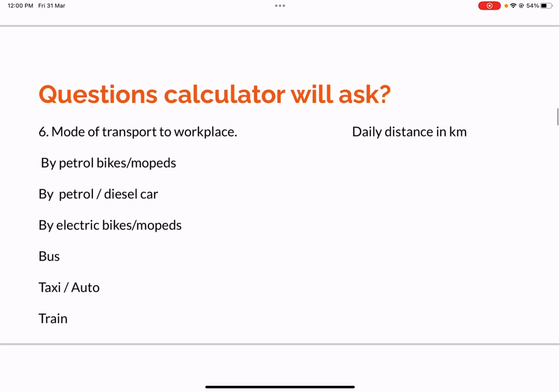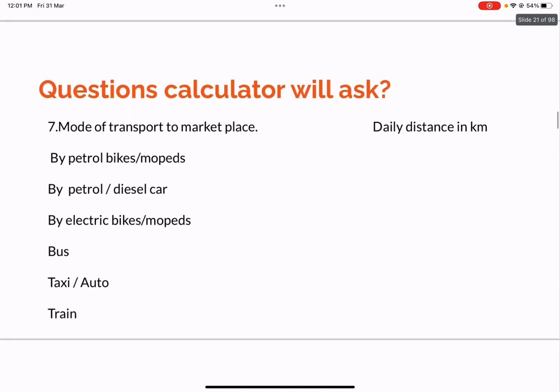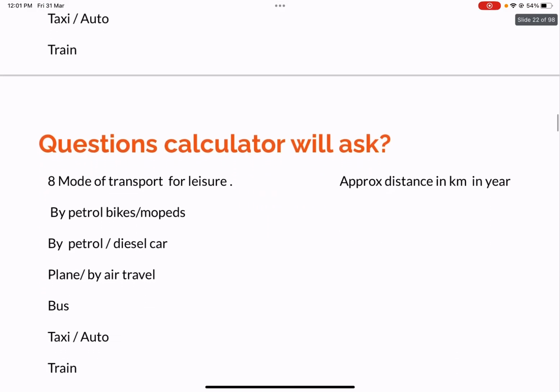For calculation of carbon footprint from transport, it is important for the individual to enter the correct values of how many kilometers the individual is traveling and what is the mode of his or her transport, whether by bikes, motorbike, or by using a public transport facility like train or bus or taxi, or whether he or she owns a car, right? And whether he or she is traveling for leisure or for workplace and so on, right? So these kinds of questions are to be asked.